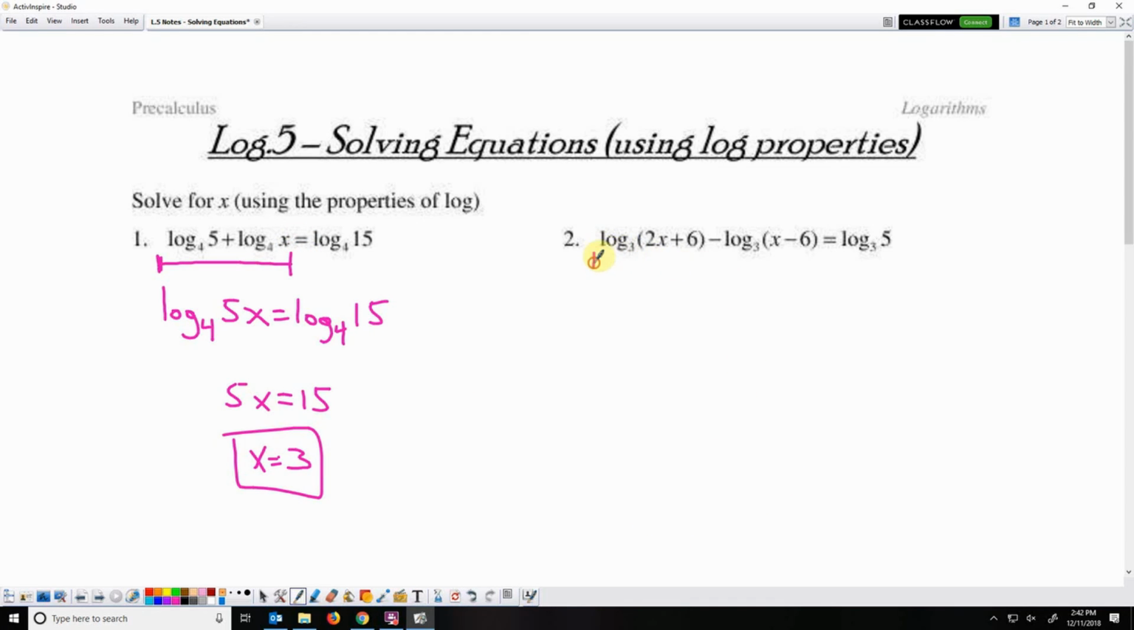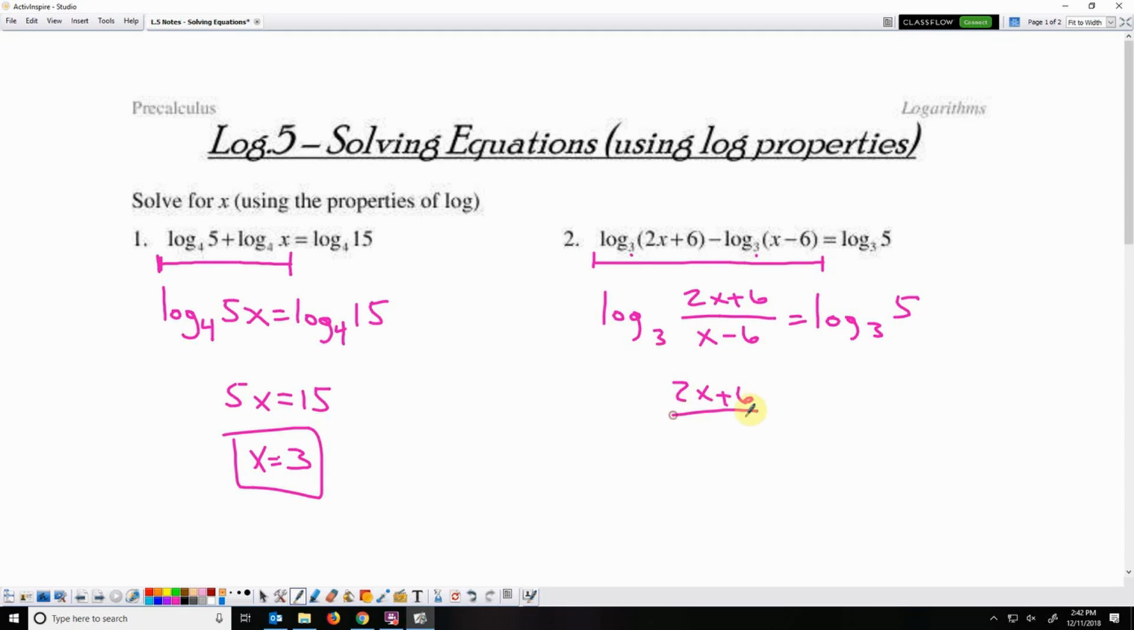So here we can condense again because we have the same base. So we've got log base 3, and it's subtraction, so 2x plus 6 over x minus 6 equals log base 3 of 5. Equal base means equal arguments.